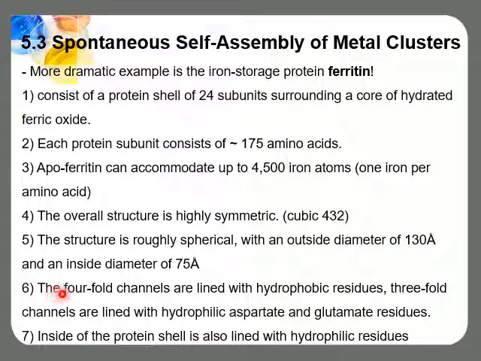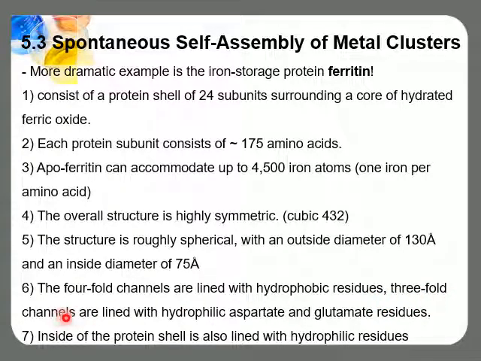There exist four-fold channels that are lined with hydrophobic residues, and there are three-fold channels which are lined with hydrophilic residues like aspartate and glutamate. This point is quite important. There are two types of channels in ferritin. One is lined with hydrophobic residues. It means that these channels are not utilized for the passage of hydrophilic moieties like water, iron oxide, hydroxyls, etc.